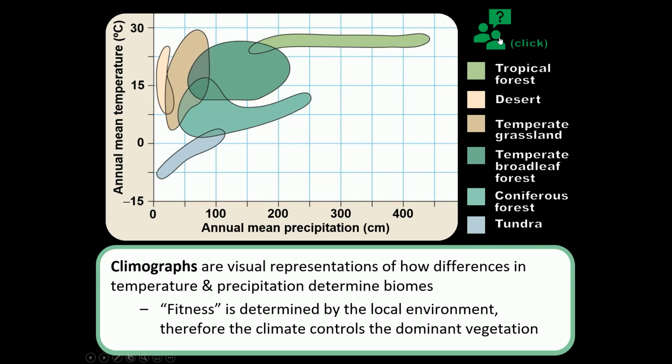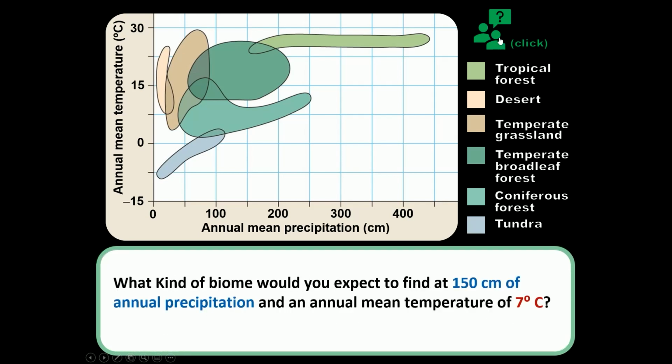Now, to help you use this climograph, because like I said, this will come up on a test, let's do a sample question here. There it is. What kind of biome would you expect to find at 150 centimeters annual precipitation and an annual mean temperature of 7 degrees Celsius? So go ahead and pause the video, find that location on the climograph, and write down your answer. And actually write down your answer. Don't just wait for me to do it.